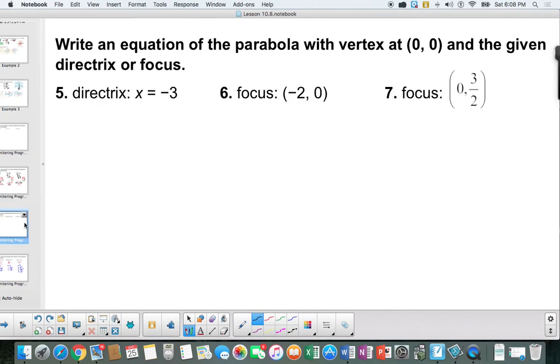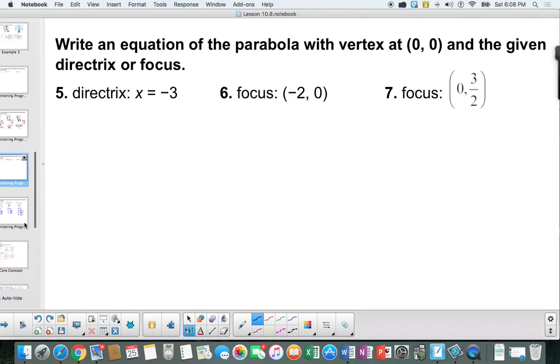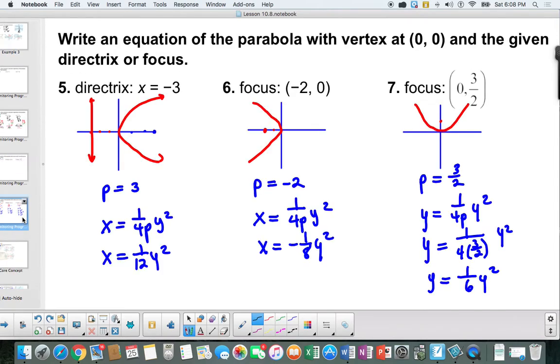Okay, stop the screencast and see if you can use this information to write the equation of the parabola. And again, I went ahead and drew it. I drew my directrix. Every one of these parabolas has 0, 0 as their vertex. So it's a matter of you trying to figure out whether it's a sideways one or up or down.